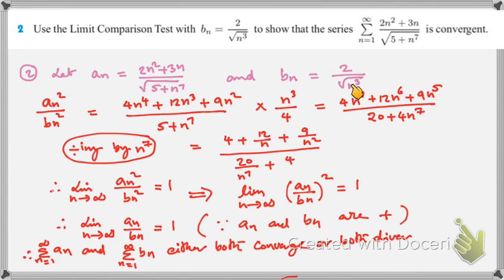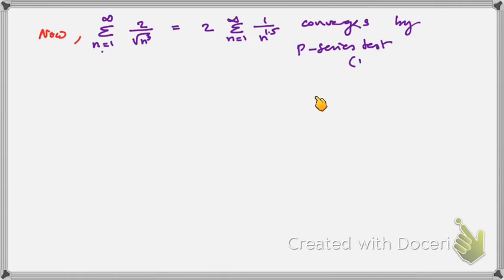So we have a bn here, which I can see is 2 divided by n to the power of 1.5 square root. So when I consider the corresponding series to this, it is going to be 1 by n to the power of 1.5. That's your p-value, and p is more than 1, so it's going to be convergent. So this converges by the p-series test.